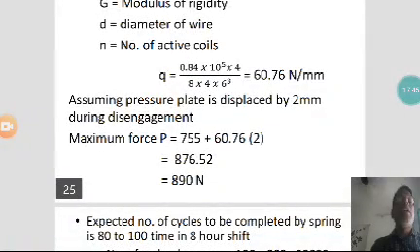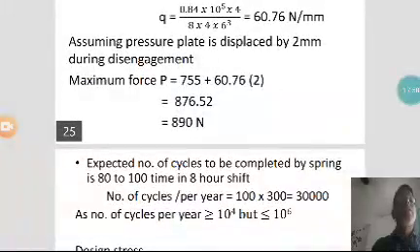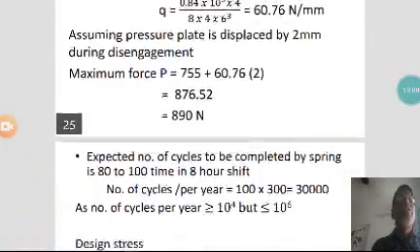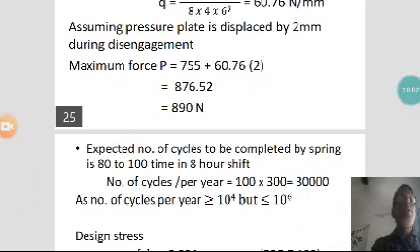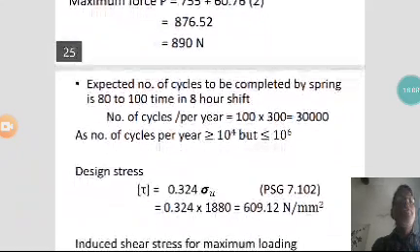Assume the pressure plate. Now we want the distance between the two plates, that means the displacement during the disengagement. So assume that 1 mm or 2 mm is sufficient for the disengagement, right? And from this we can find out the maximum force P. This is equal to F minimum plus Q into gamma, so 890 Newton.